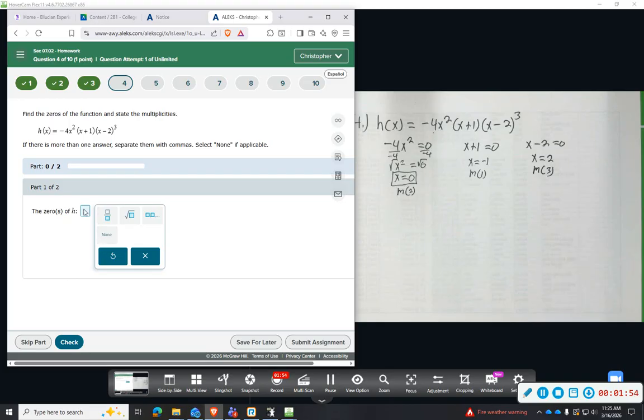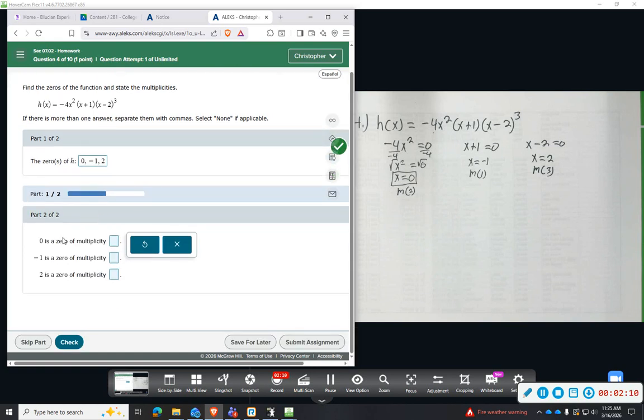So the zeros are 0, negative 1, and 2. The 0 has a multiplicity of 2, and that's, again, coming from the power of that root. Negative 1 has a multiplicity of 1. And the 2 has a multiplicity of 3, and again coming from that exponent of the third power.